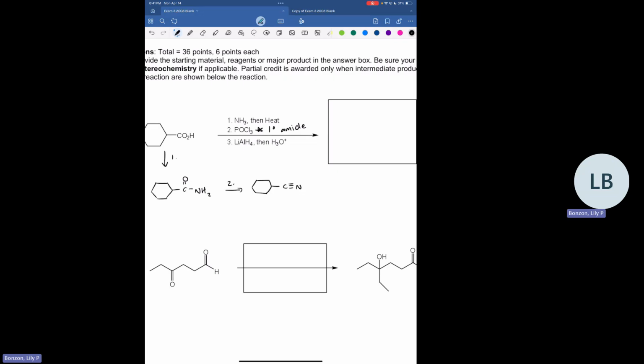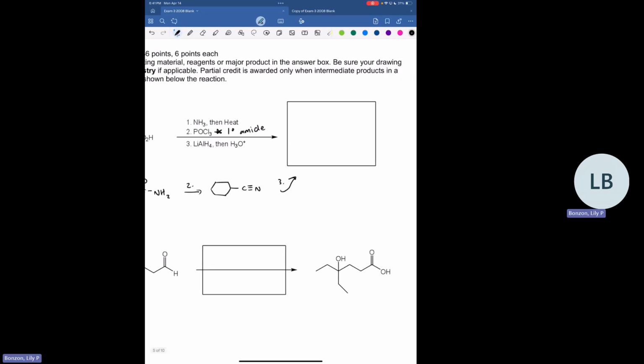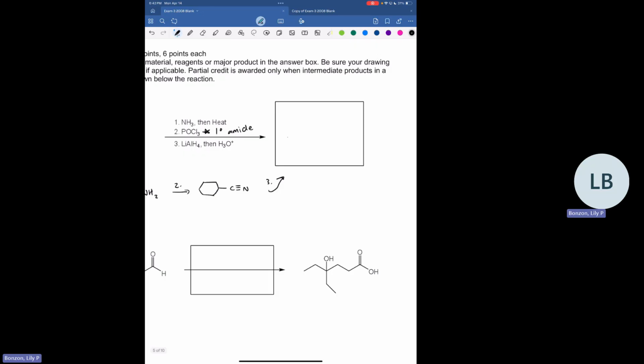So we go from that amide to the nitrile. For our last reaction, we have LiAlH4, then H3O+. And so this one is just going to be our strong reducing agent. For nitriles, this one is just going to reduce it fully to the CH2NH2, so back to a primary amine.